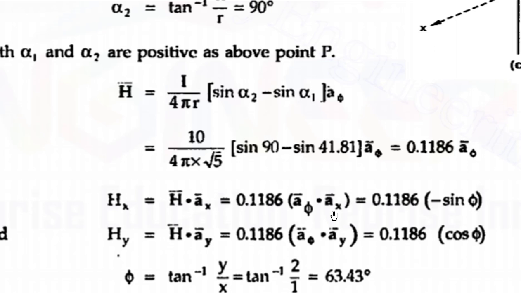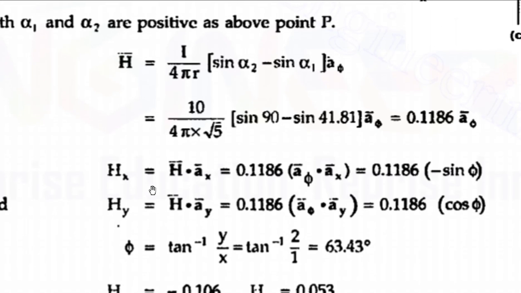What is Phi dot Ax? Search the table of Phi dot Ax, that will be equal to minus sin phi. Similarly Hy component is obtained by multiplying H with Ay cap, then it is equal to Phi dot Ay cap. So Phi dot Ay cap is equal to cos phi. How to find cos phi and sin phi? Phi is equal to tan inverse of y by x. Which y and which x we have to take?